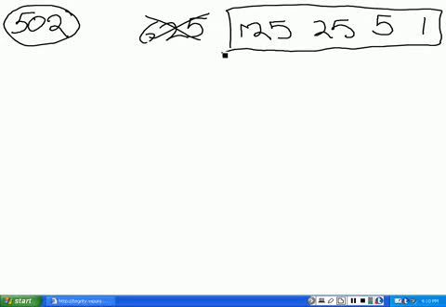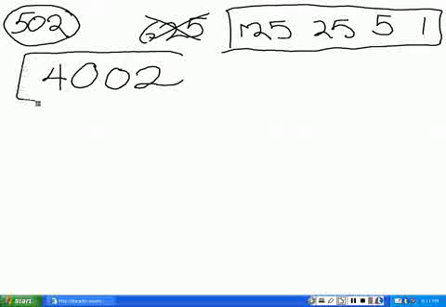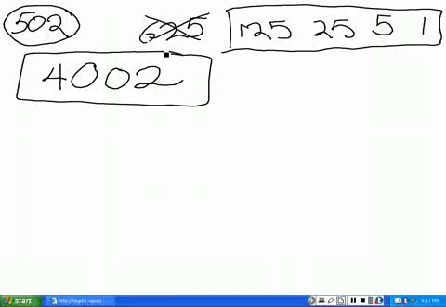Well, let's try to think about this. If I want to use some 125s, how many 125s should I use? Well, 2 125s would be 250. 4 125s would be 500. So let's use 4 125s. Okay, so I've just used 4 125s. What do I have left? Well, I only have 2 left. So that means I can't use any 25s to make 2. I can't use any 5s to make 2. And I'm left with 2 1s. So this is my number in base 5.